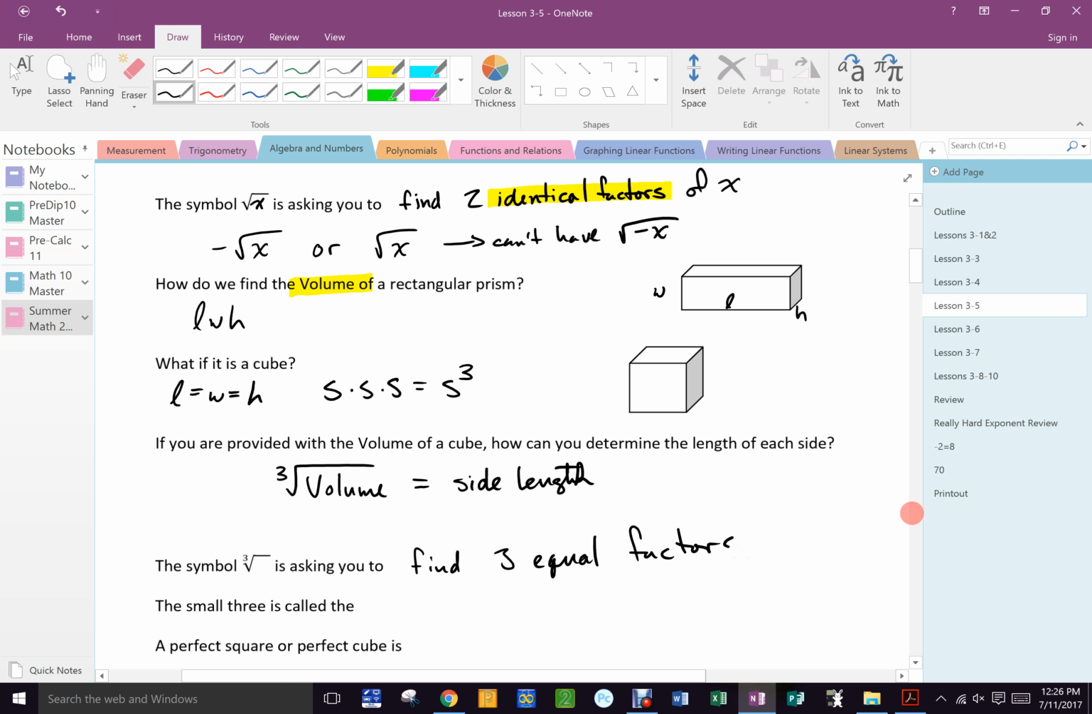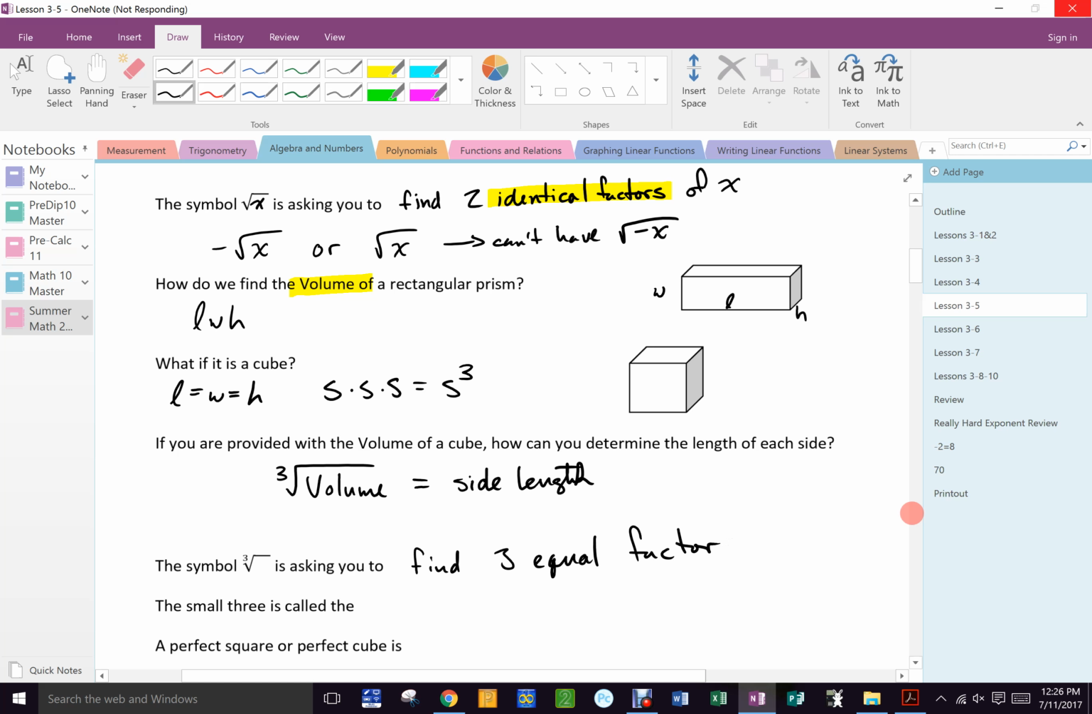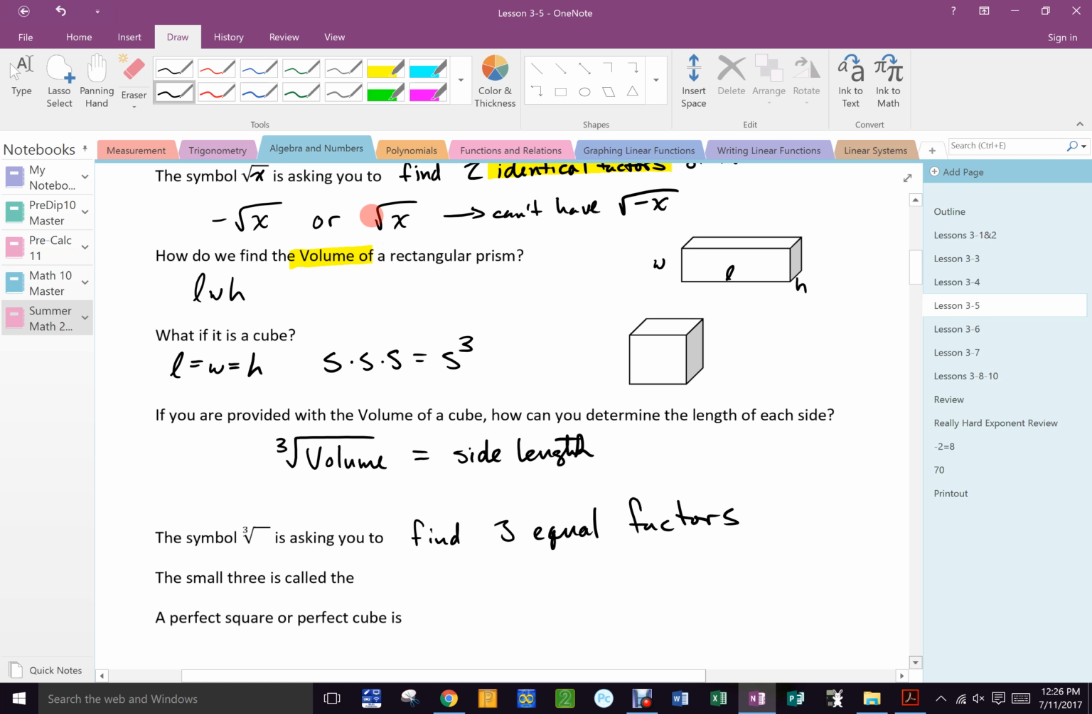Now you guys are smart kids. If this is 2, I got to wait till my updated screen unfreezes. If this is 2 and this is 3, we're going to come back to that actually. I've jumped ahead. I forgot this part. The small 3 is called the index. And the index tells you how many factors.